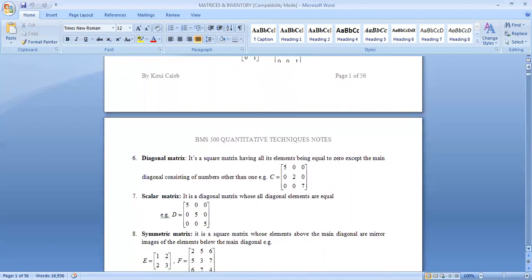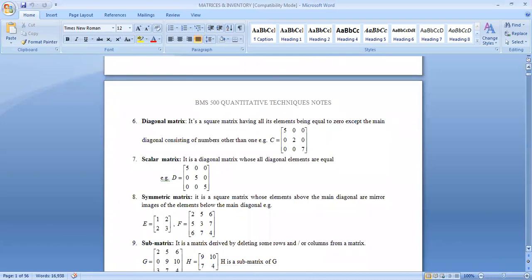The next type of matrix is known as the diagonal matrix. A diagonal matrix is a square matrix where only the main diagonal has numbers other than 0, but the others are 0. Then we have the scalar matrix. It is where the main diagonal elements are equal and the others are 0.